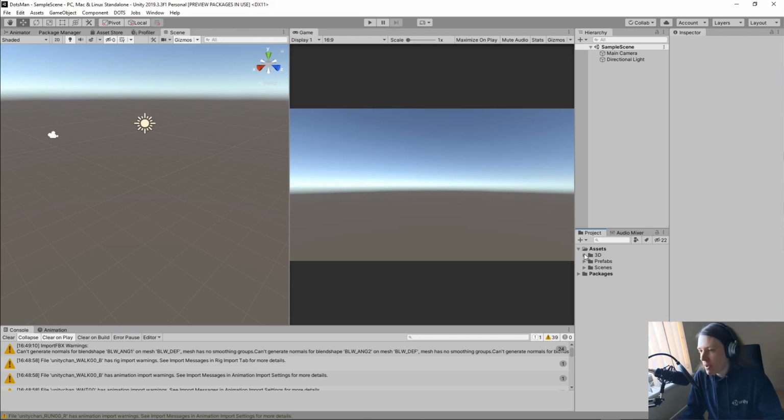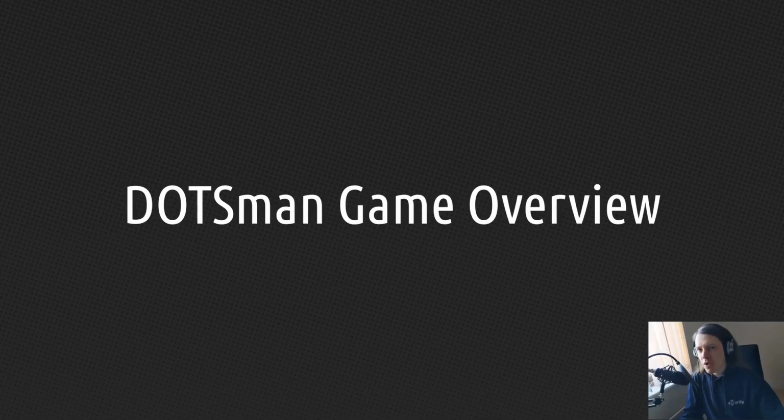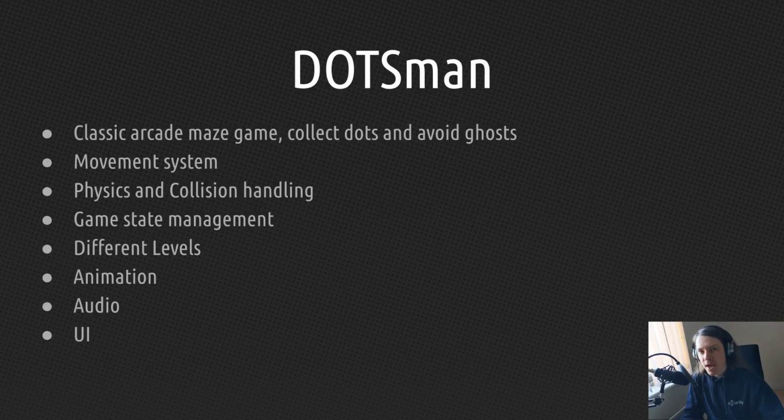We're just going to spend a little bit of time going over the game that we're going to make, and then we're going to get started. So let's go over the game we're going to make. It's a game that's called Dotsman. Dotsman is going to be a classic arcade maze game where you collect dots, avoid ghosts, pick up power pellets, that kind of thing. For that, we're going to need some kind of system to move things, so we'll need a movement system. We'll need to handle physics and collision handling, and we'll need something to manage the game state.